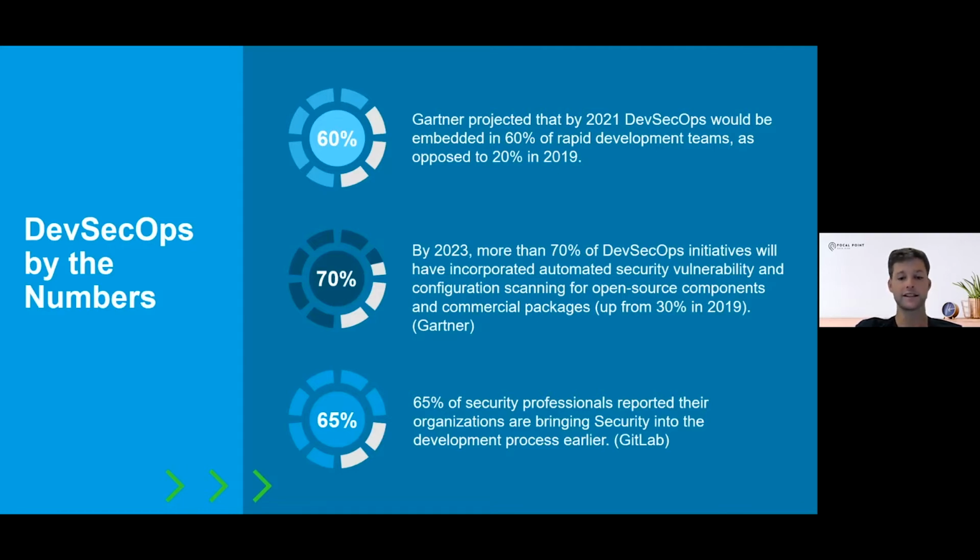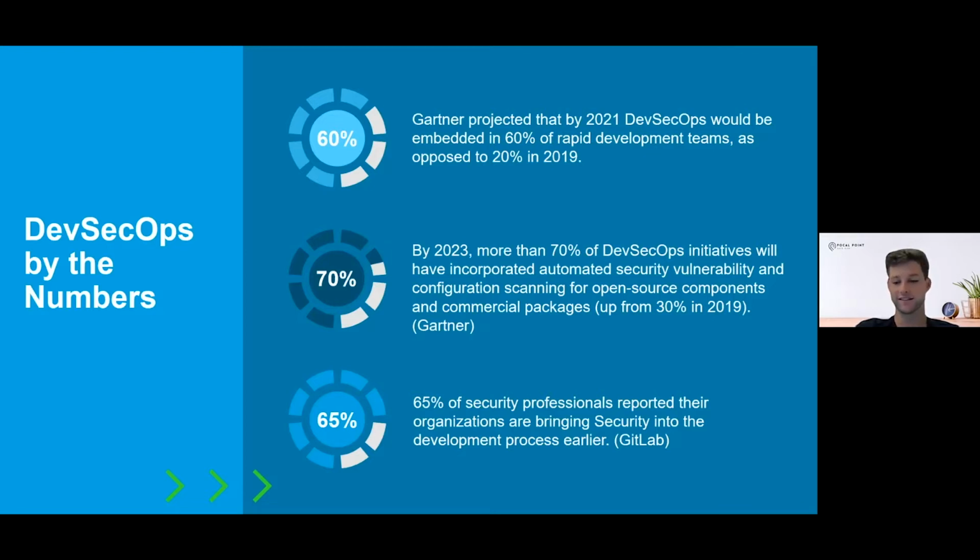Now, finally, 65% of security professionals reported their organizations are shifting left, or bringing security into the development process earlier. 65% is a good start. I'm sure this number will continue growing as this entire trend keeps growing. Ultimately, organizations are recognizing the value of moving security left, and it will continue to trend in that direction, is my guess.